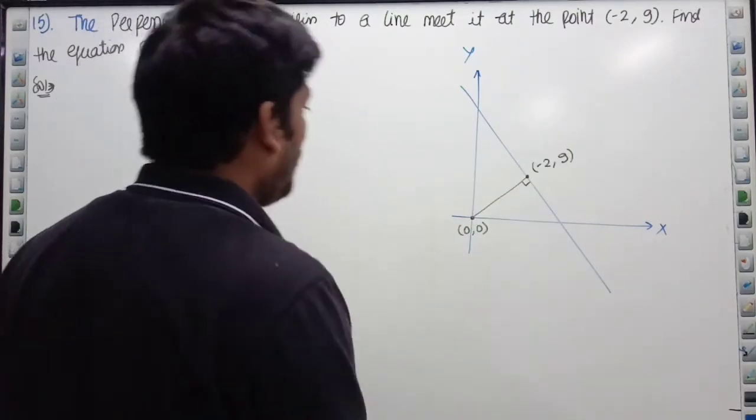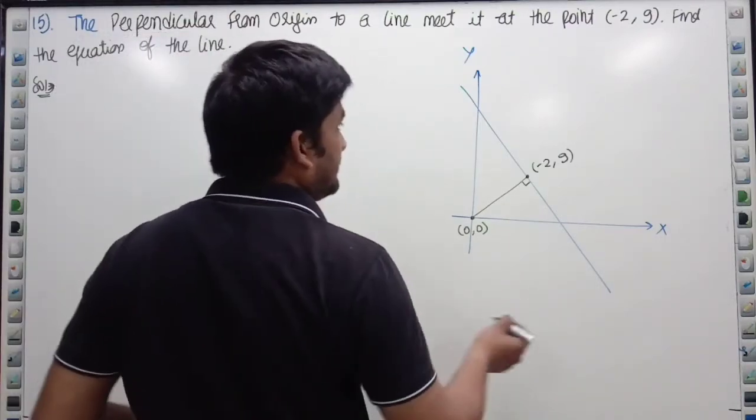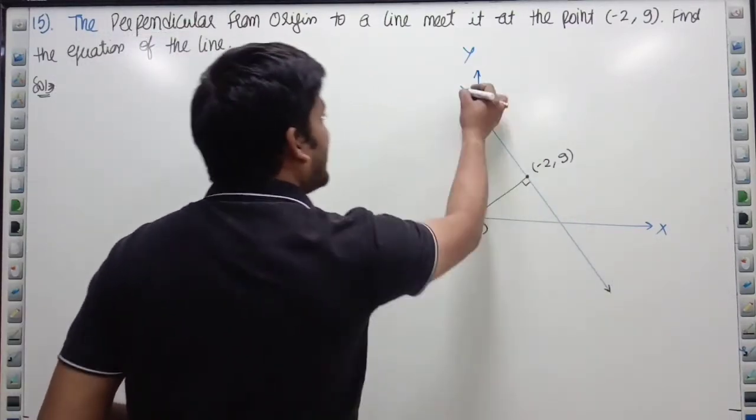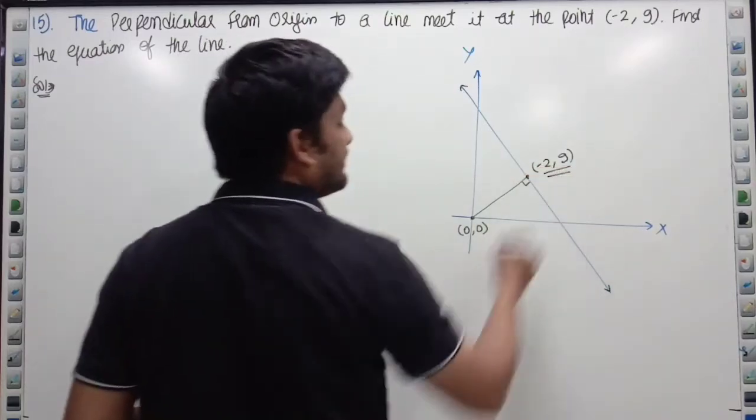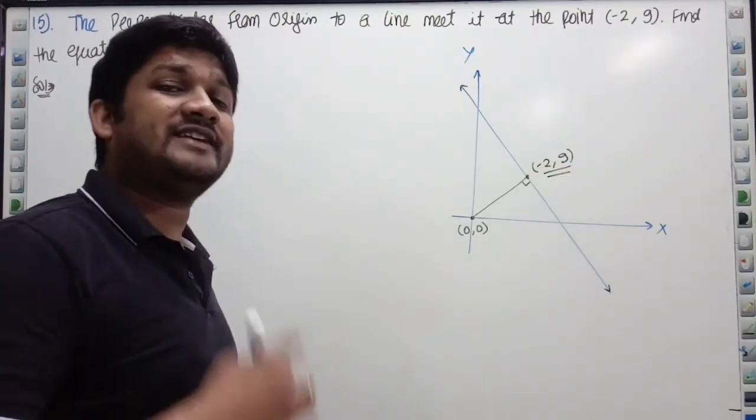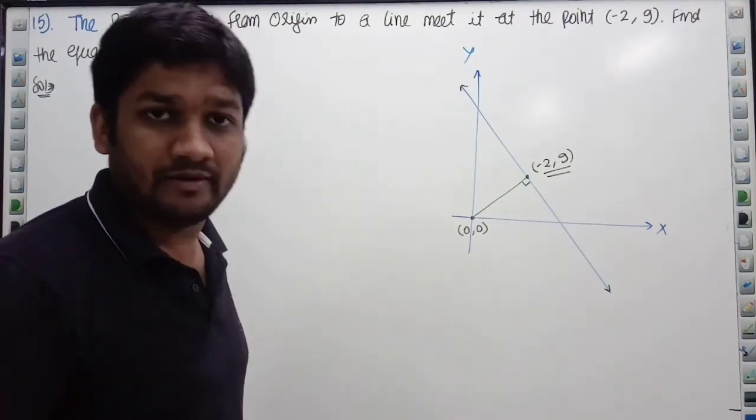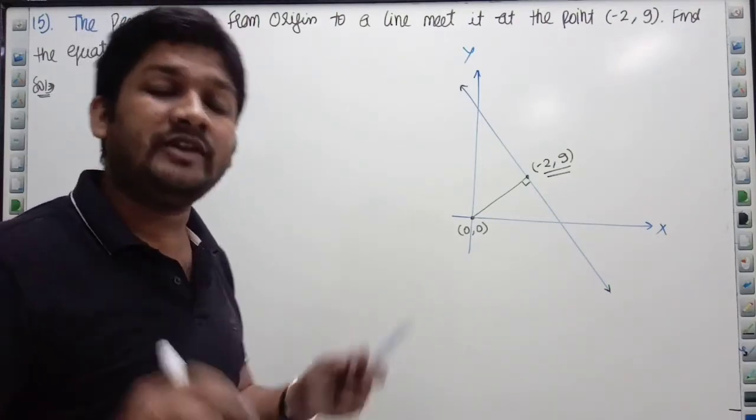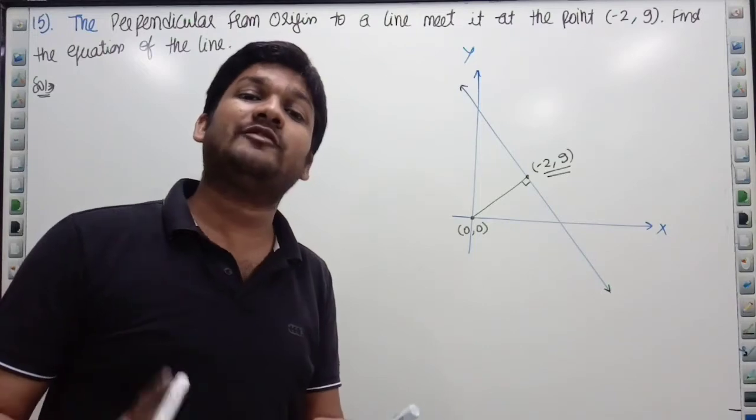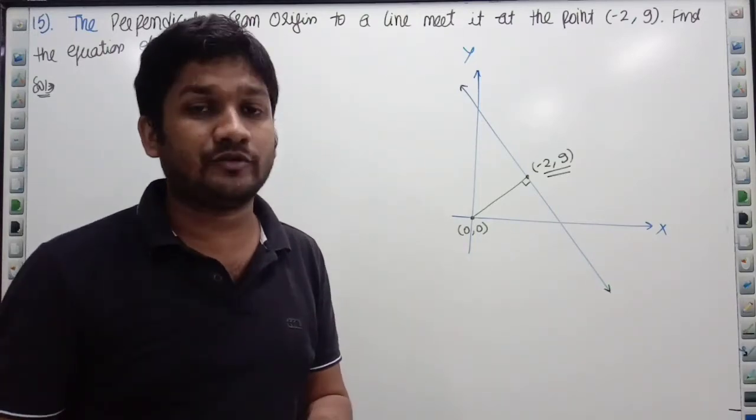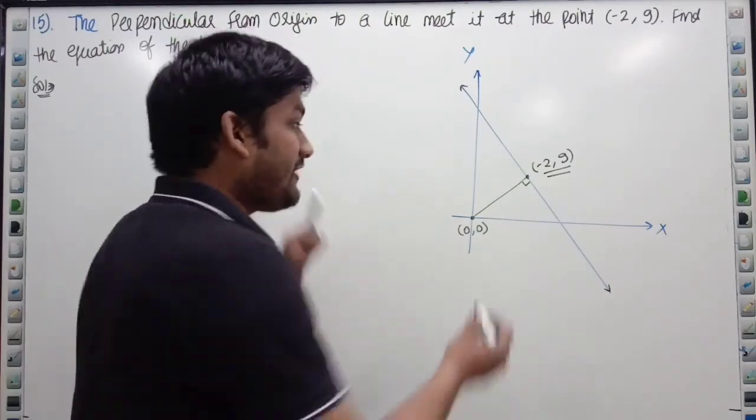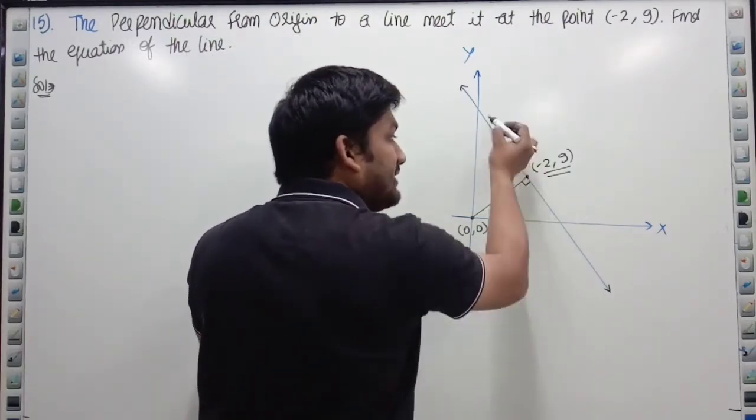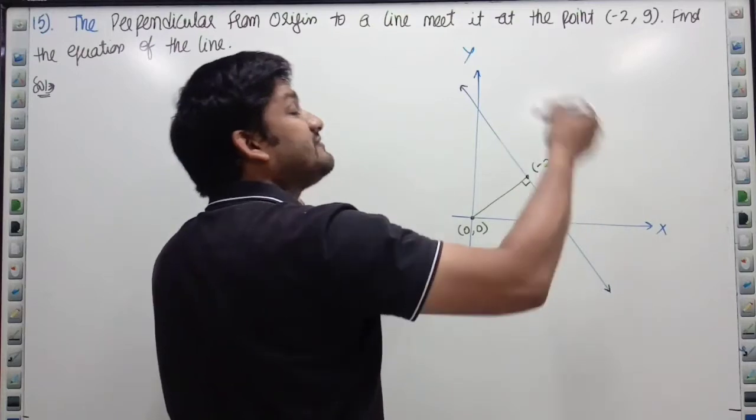Now what can we do here? We have to find the equation of this line. What do we know about this line? This line is passing through the point. After a point, if I find a second point or a slope, if I find a second point I can use the two point form, and if I can find a slope, I can apply the slope intercept or point slope form. Now as the perpendicular condition is given, if I am able to find the slope of this line, then the slope of this line is minus 1 by m.